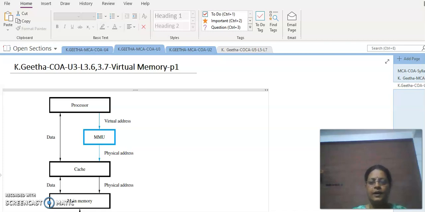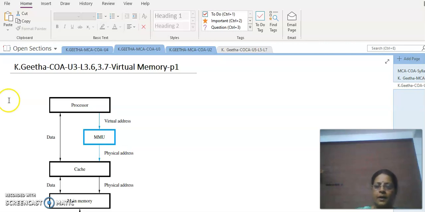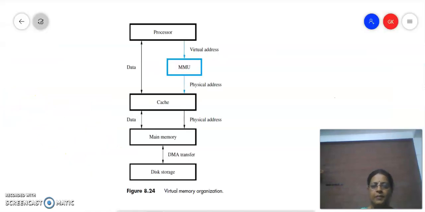Hello everyone. In this session, we are going to discuss the concept of virtual memory, which plays an important role in the memory unit, a memory system. And we will start the discussion with respect to the diagram available here.